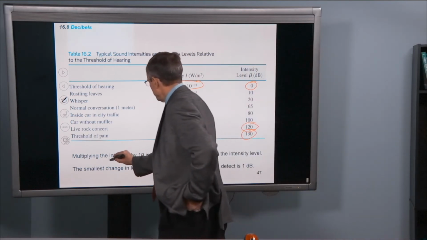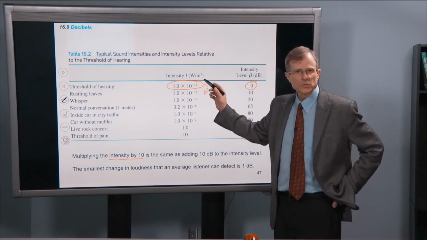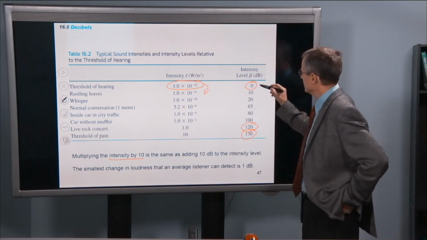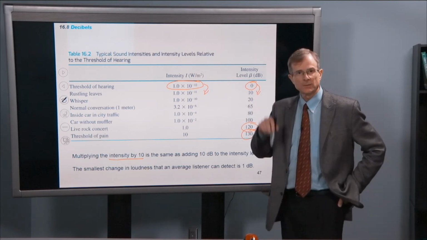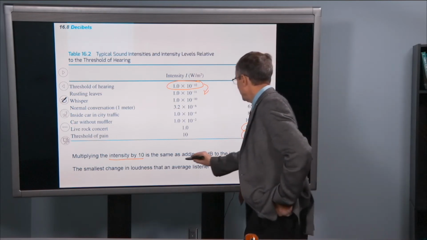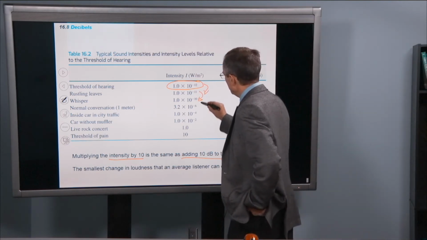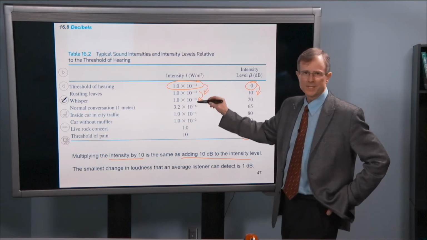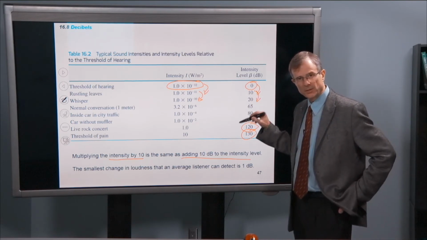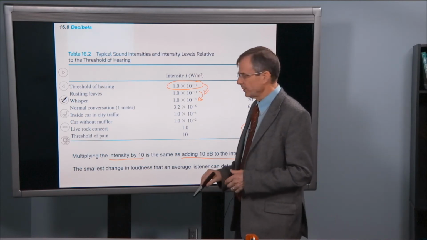If you multiply the intensity by 10, so if we go from 10 to the minus 12 to 10 to the minus 11, you can do that by multiplying by 10. Well, what happens to the sound intensity level in that case? It goes up by 10, but it's adding it. You add 10 decibels to the intensity level. Same thing for the next step: multiply by 10 to go from 10 to the minus 11 to 10 to the minus 10. You add 10 here to get from 10 to 20. That's how that works.